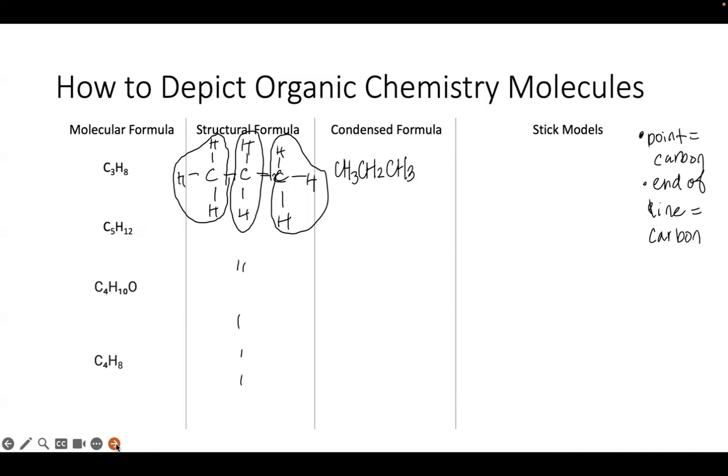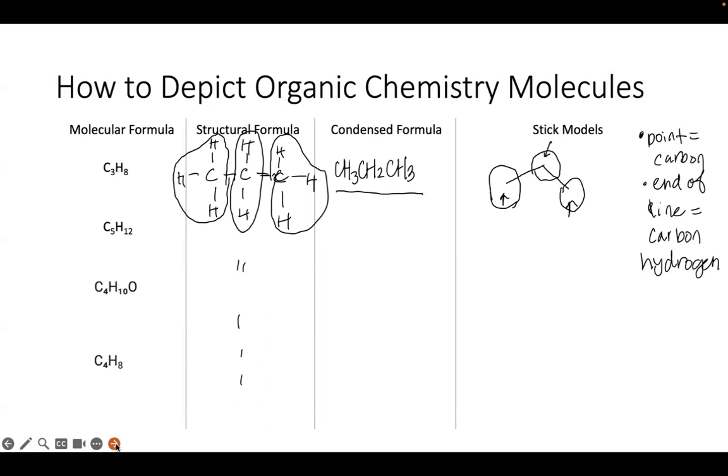And then the hydrogens are implied in the stick model. So if I was doing this same molecule, C3H8, I would have 3 points: 1, 2, 3. And then all my other hydrogens are implied. It's implied that this is a terminal carbon and therefore it would have 3 hydrogens attached to it. It is implied that this is a middle carbon and so that would have 2 hydrogens attached to it. And again, a terminal carbon, it's implied that the hydrogens are attached.